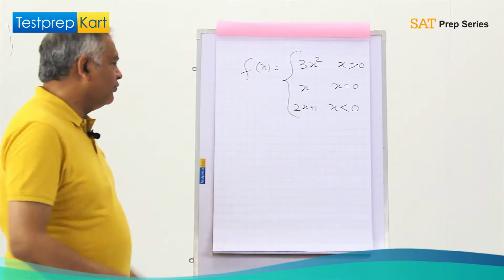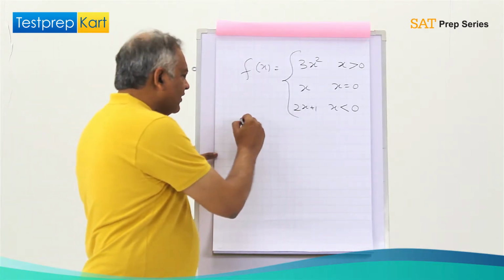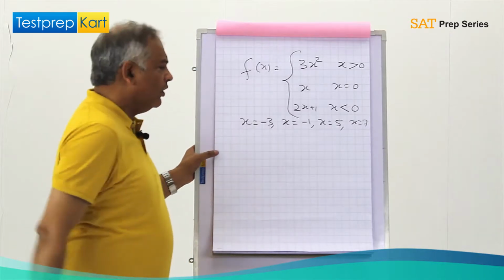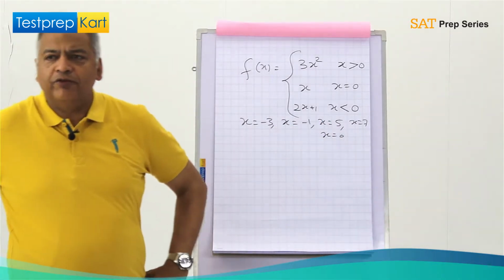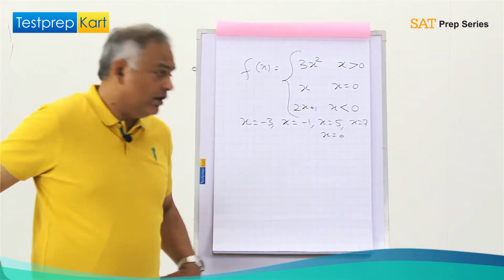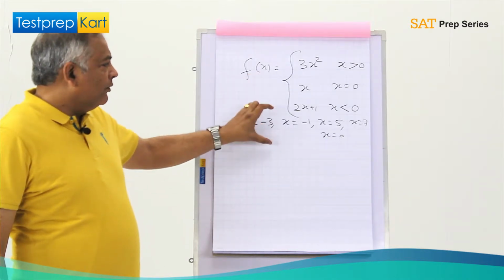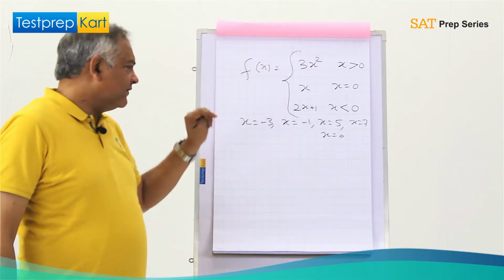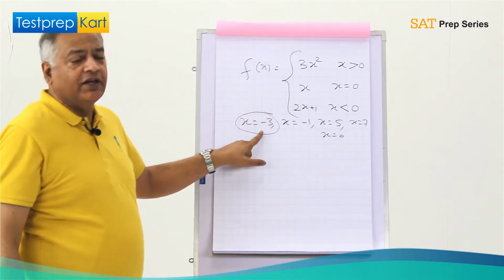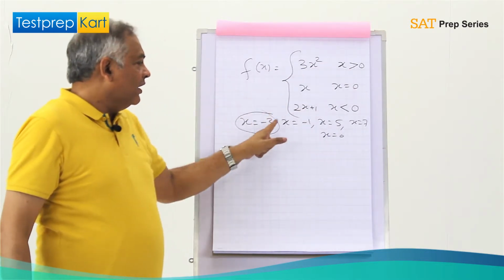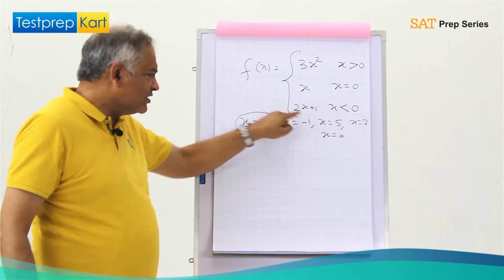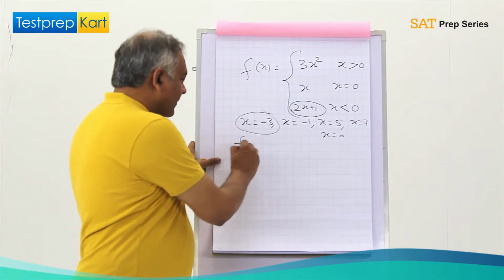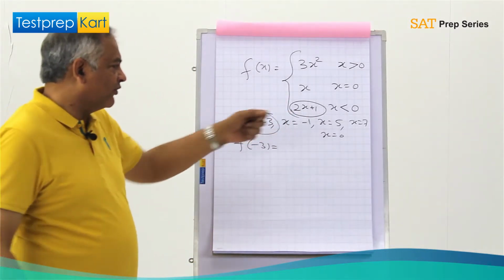Now suppose I have to find the value of this function at various points. Suppose I want to find f(x) at x equal to -3, x equal to -1, x equal to 5, x equal to 7, or let's say x equal to 0 also. How do we find the functional value of a piecewise function? If you have x equal to -3, you have to choose the definition which satisfies this value, that x is -3. You cannot choose the first one because x is positive, and x equal to 0 again doesn't apply. x is less than 0, so for x less than 0, this is the value of the function which you have to take. So what will be my f of -3? f of -3 will become -6 plus 1, that is -5.